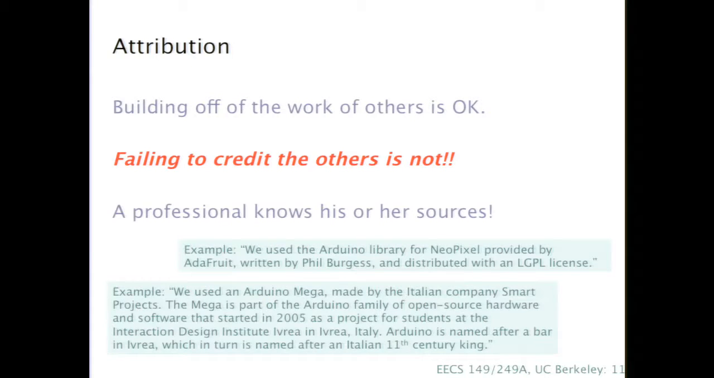In the case of Arduino, you could get really carried away. So we used an Arduino Mega made by an Italian company, Smart Projects. The Mega is part of the Arduino family of open source software and hardware that started in 2005 as a project for students at the Interaction Design Institute in Ivrea, Italy. Arduino is named after a bar in Ivrea, which in turn is named after an 11th century Italian king. Trust me, if you say that in a job interview, they will be impressed. You know what you're working with, right?